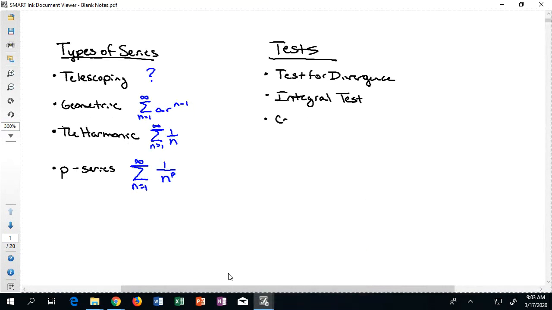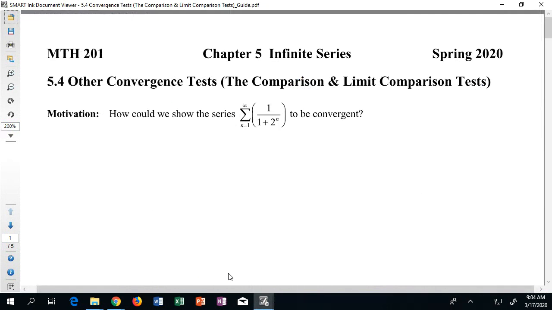So over here on the list, I would be adding those on this side. So I would have, again, comparison test and limit comparison test. Okay, so again, adding some more tests to the list. All right, so let's take a look at how exactly I might use these tests and what exactly they're good for.